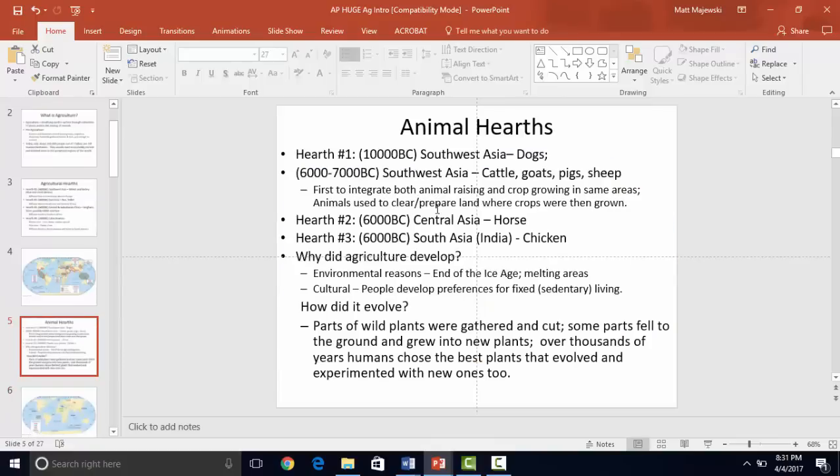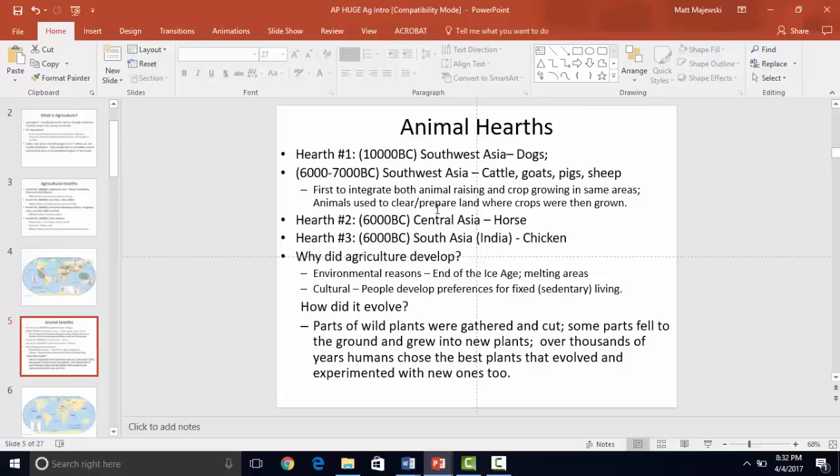Animal hearths, well, again, we've got three major hearth areas. The first is obviously Southwest Asia, again, the first to domesticate plants, also the first to domesticate animals. Dogs are the first way back in 10,000 BC, 12,000 years ago. Then in the same area, about 6,000 to 7,000 BC, cattle, goats, pigs, sheep, all domesticated. It also was the first area that both raises animals while they grow crops. So they're the first to develop that. The animals were used to clear the land, prepare the land. Crops were then grown on it, used to oftentimes feed the animals. All right?